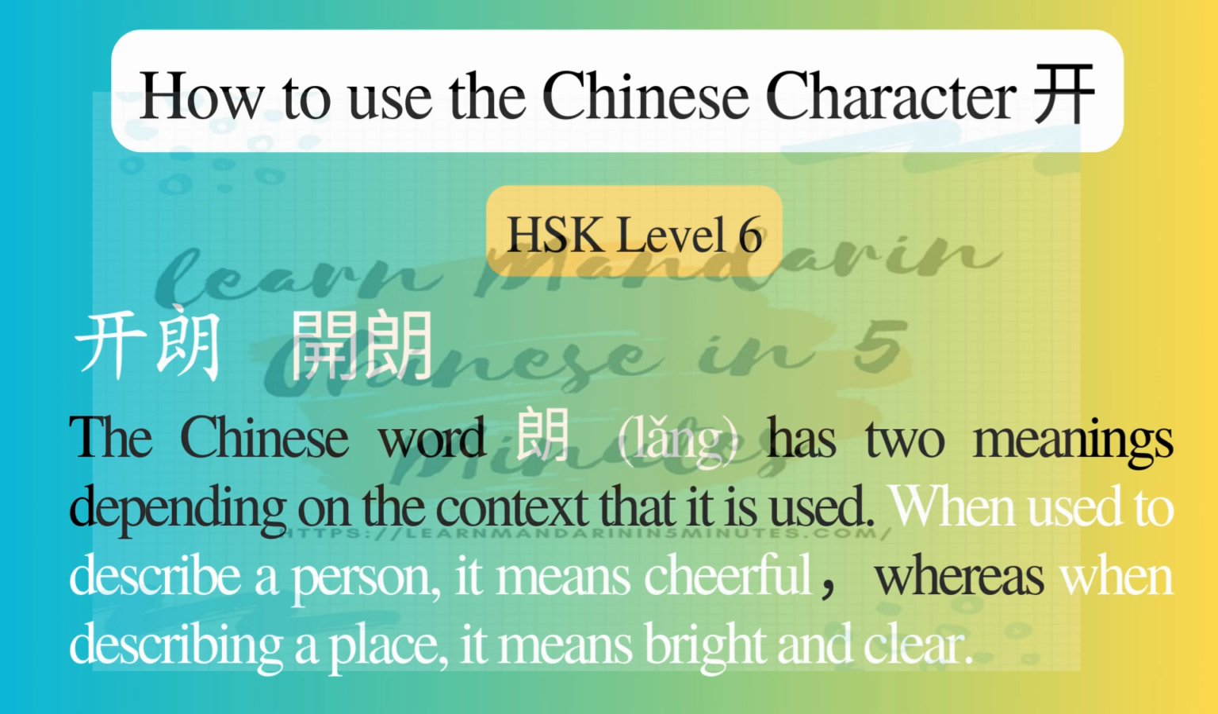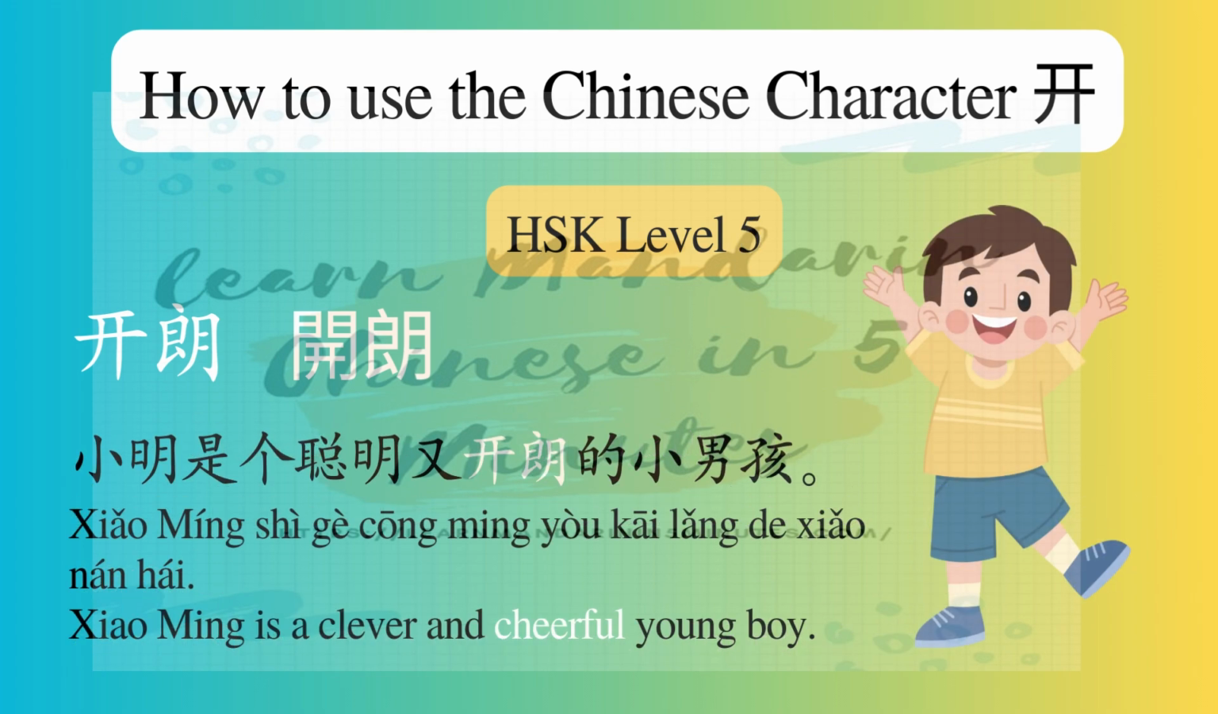开朗 open and cheerful. The Chinese word 朗 has two meanings depending on the context that it is used. When used to describe a person, it means cheerful, whereas when describing a place, it means bright and clear. 小明是个聪明又开朗的小男孩. 小明 is a clever and cheerful young boy.